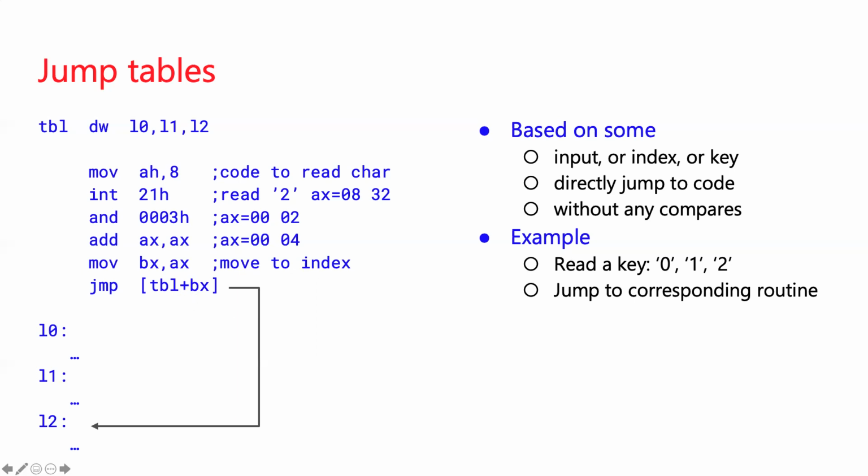But notice when I use a label from the data section like this, I'm not getting the contents of that label. I'm getting the offset of that label in the data section. And then I'm saying, all right, go this many bytes further into the data section, and then go get the contents of that word and then jump to that location.